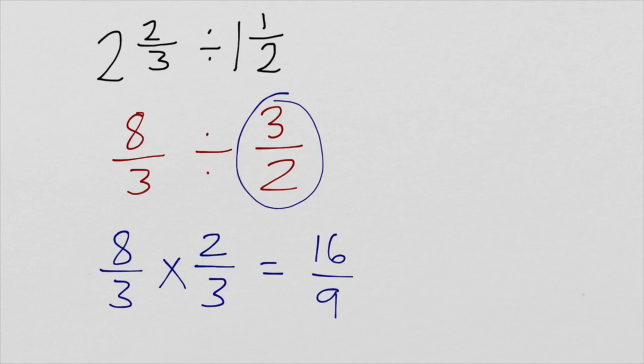So with the answer, you always want to leave that as a mixed number. So you need to think about how many 9s go into 16, that is once. The remainder goes on the top, so 7, and we divide it by the denominator of 9. So our answer is 1 7/9.